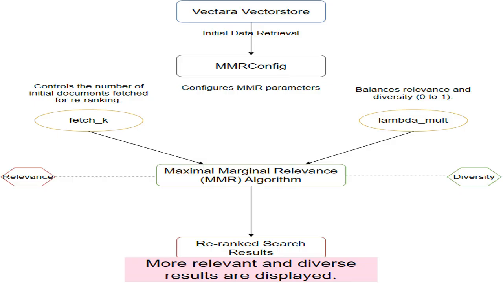This specifies that the lambda_mult parameter decides the trade-off or importance between relevance and diversity, and its values must lie within the range of 0 to 1, inclusive.